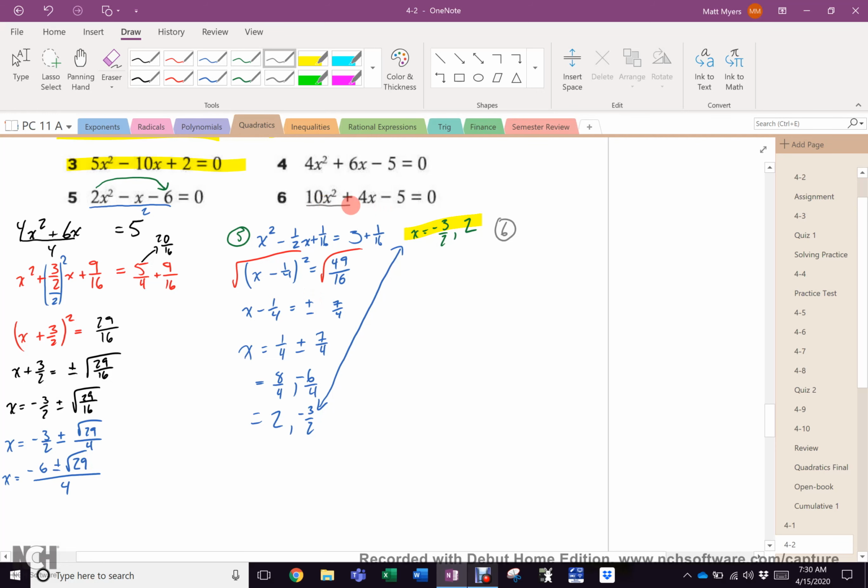All right. So I'm going to divide everything by 10. X squared plus, now 4 over 10 is 2/5 x equals 1/2, because 5 divided by 10 is 1/2, and then when I move it over, I get positive. So that is half of 2/5 is 2/10, squared is 4/100.